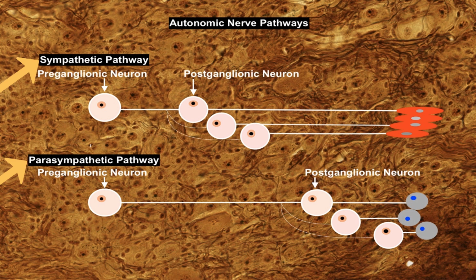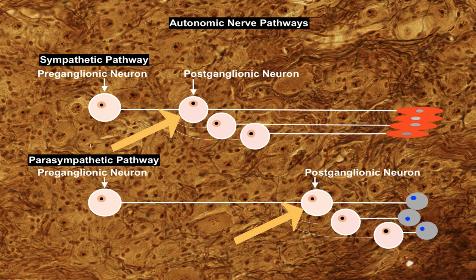The first, preganglionic neuron, has its cell body in the spinal cord or the brain. Neuron cell bodies of preganglionic sympathetic nerves are located in the thoracic and lumbar segments of the spinal cord. Neuronal cell bodies of preganglionic parasympathetic nerves are located in the medulla and midbrain and the sacral portion of the spinal cord. The first preganglionic neuron sends its axon out to make a synaptic contact with the dendrites or cell body of the second postganglionic neuron.